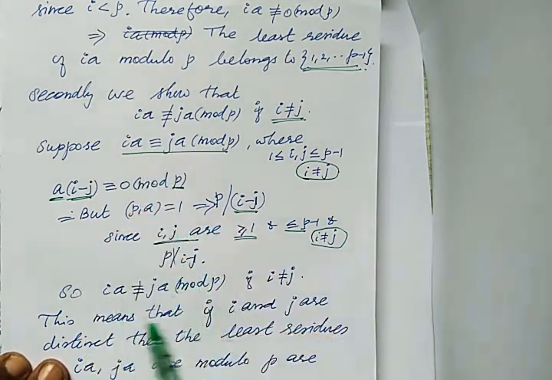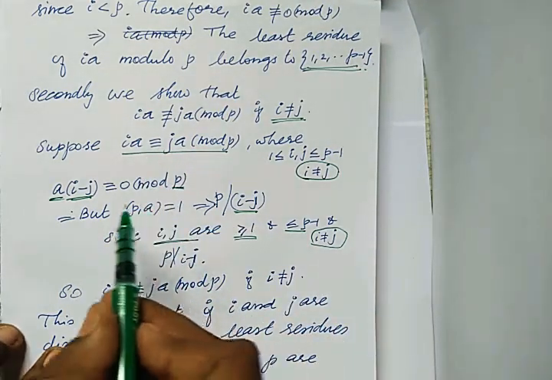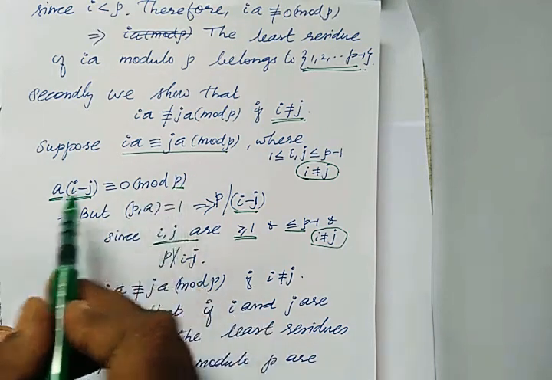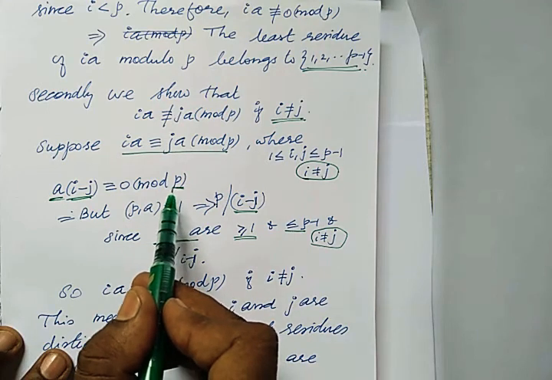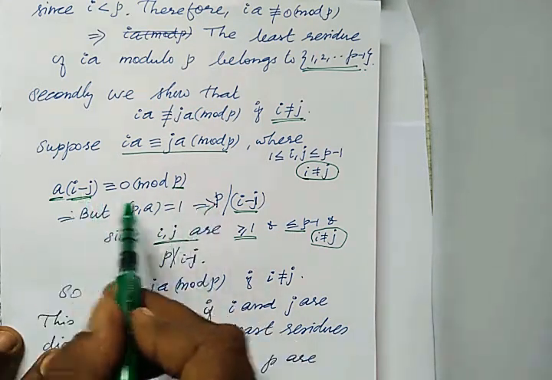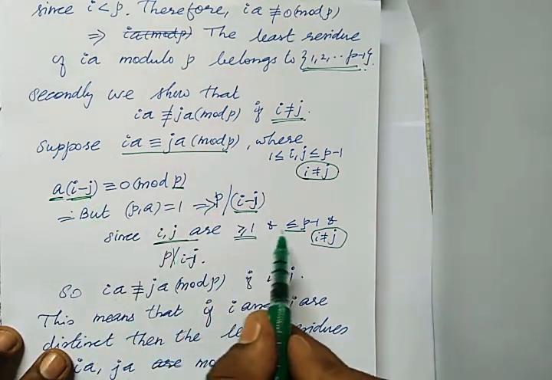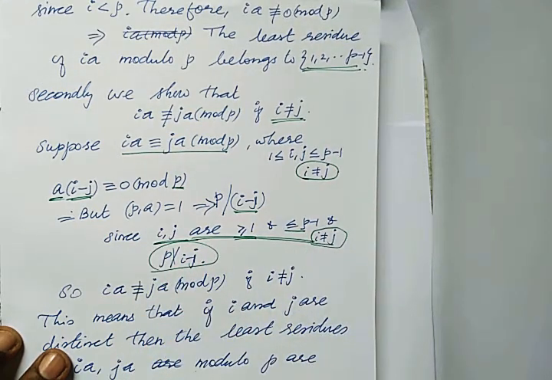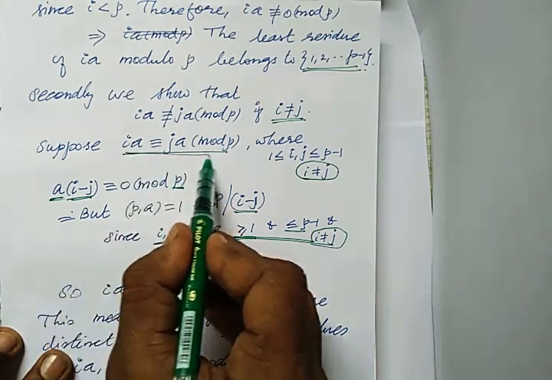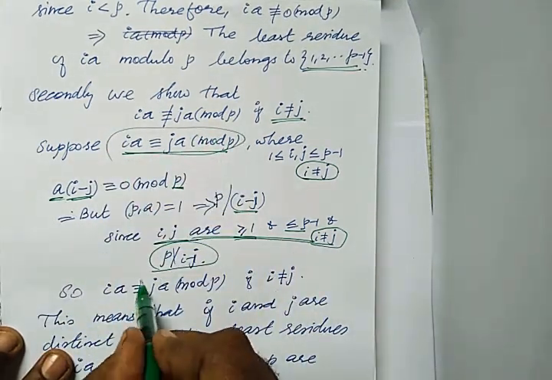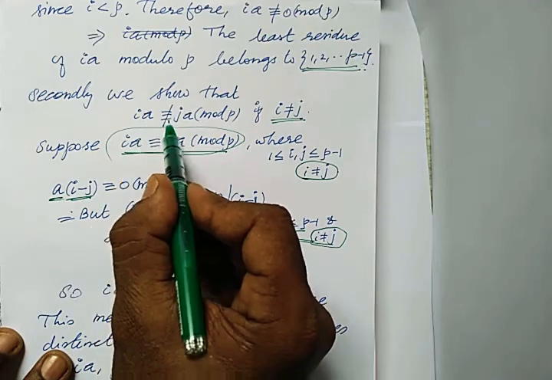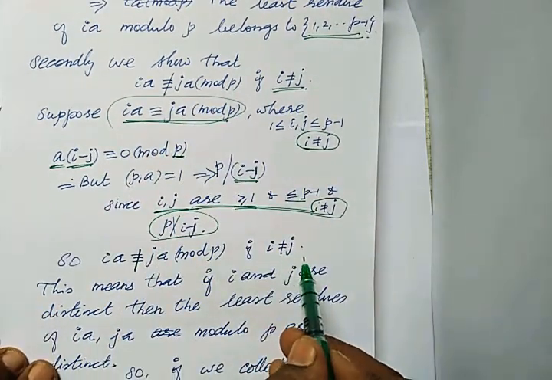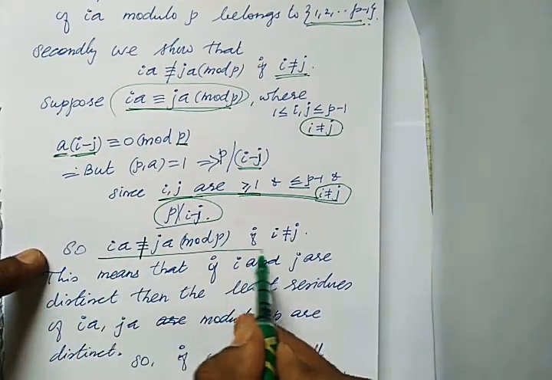So this is a contradiction, right? Because this is congruent to 0 mod P. This implies P cannot divide A, and this implies we get P divides I minus J, but due to these things we get P does not divide I minus J. So this cannot happen. So we get IA is not congruent to JA mod P if I is not equal to J.